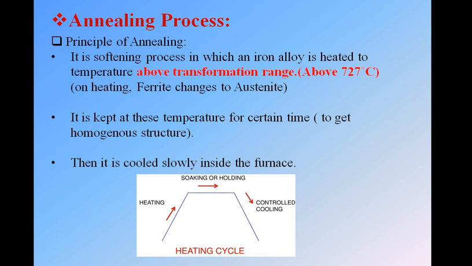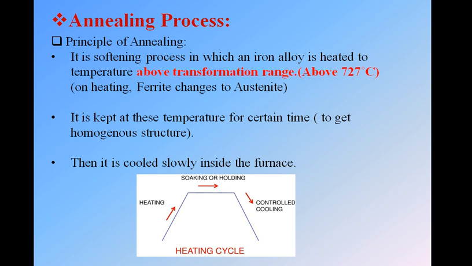Then, in which an iron alloy, what do we mean by iron alloy? The best example of an iron alloy is steel, so you can say straight away steel. In it, the iron alloy or steel is heated to a temperature above the transformation range, that is, above 727 degrees Celsius. We studied the iron carbon equilibrium diagram in our second chapter, and in that diagram we have some phases.